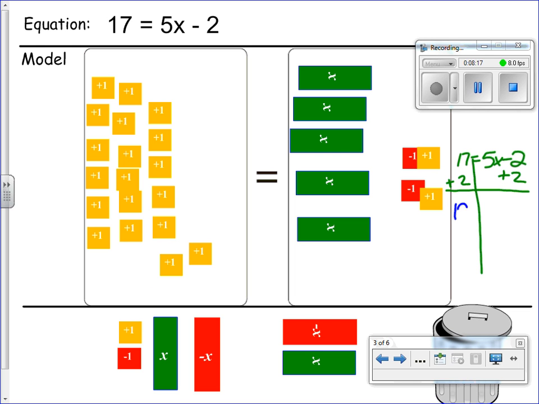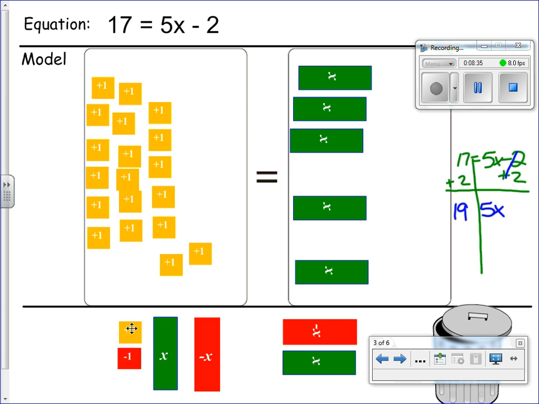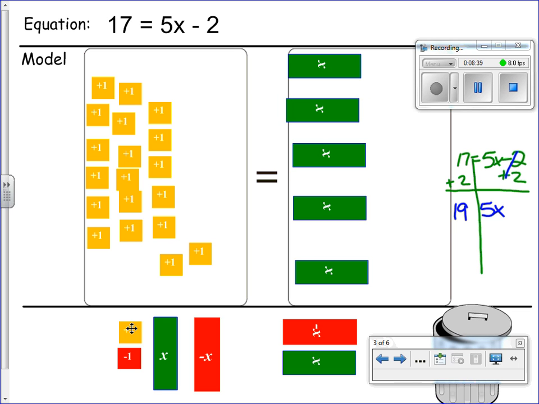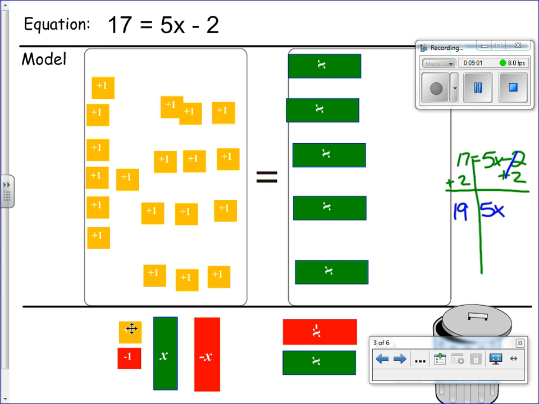And so I have 19 equals 5x. Those guys cancel. All right, so how can I break these 19 up? Sorry, I didn't throw these into the trash. That's kind of the same way as canceling them out. It would be a lot easier if I had 20, but I don't. So let's see, 1, 2, 3, 4, 5, 6, 7, 8, 9, 10, 11, 12, 13, 14, 15, and I have 4 left over.